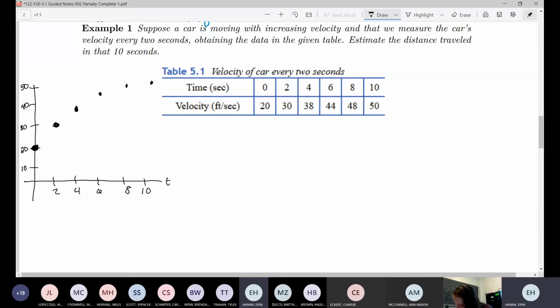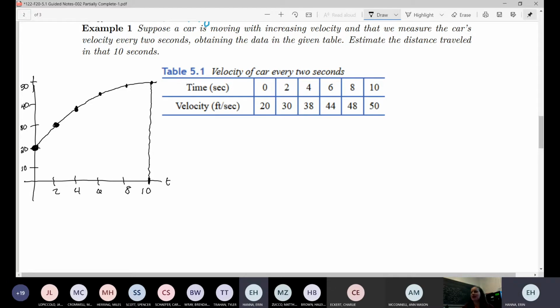So not exactly to scale. I think they started to get a little too large there. I think my 50 is a bit off. Let me just move that up and make that a bit more. There we go. Fixed it. So our graph looks something like that. And my 10's a bit off too, so let's move that too. There we go. So we're breaking it off at 10.